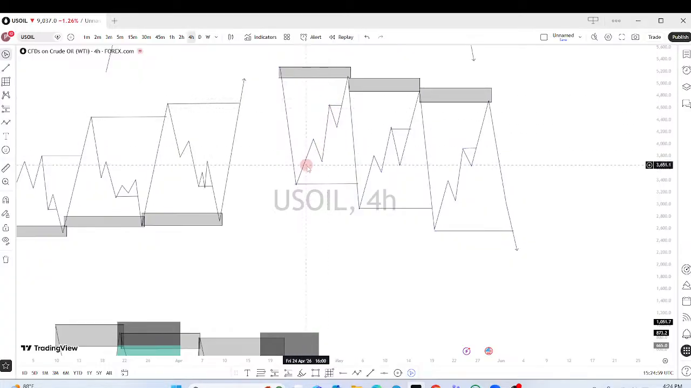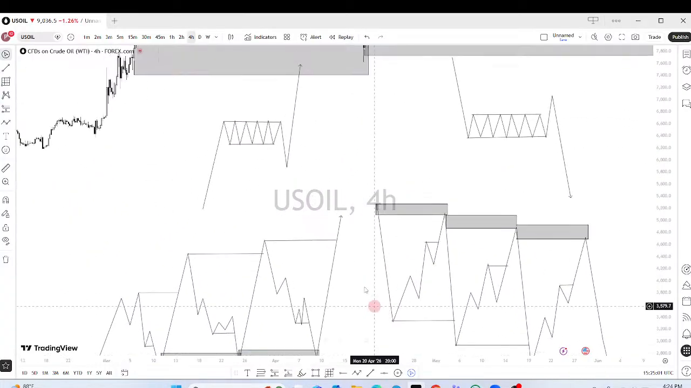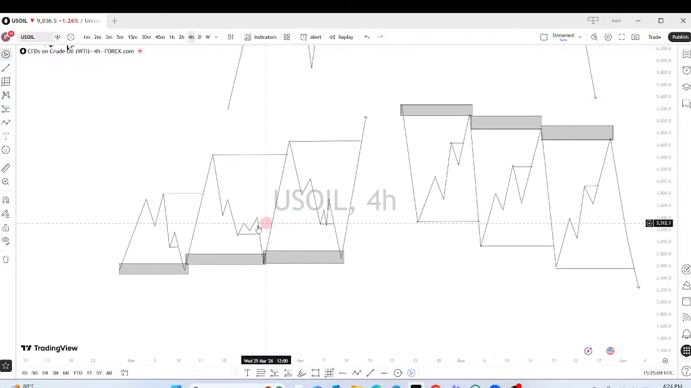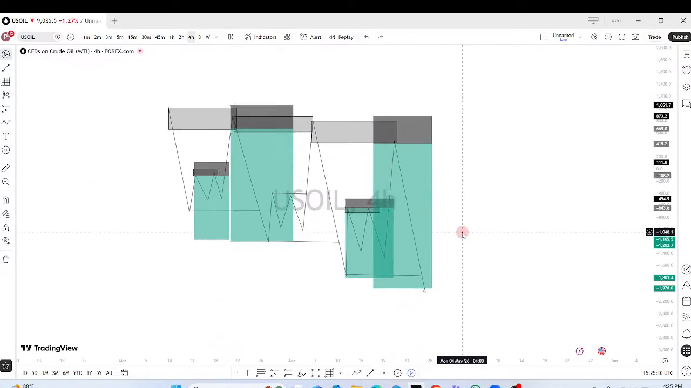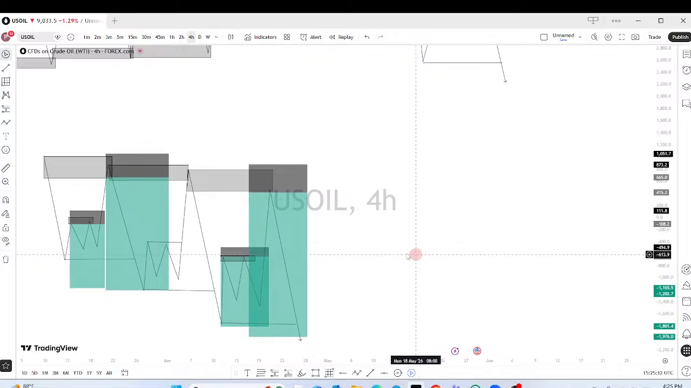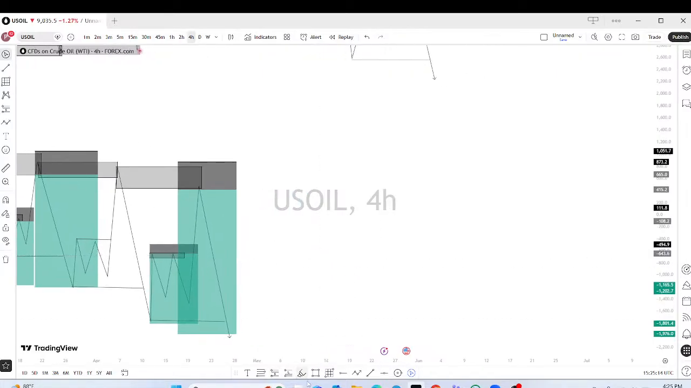This whole thing is internal liquidity. This is where you'll be taking your trade. This is it. And you see something like this. You see price giving you something like this.